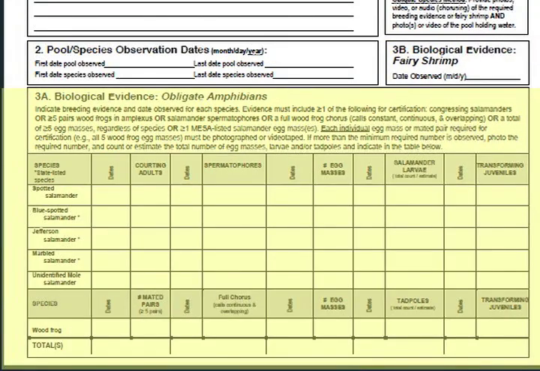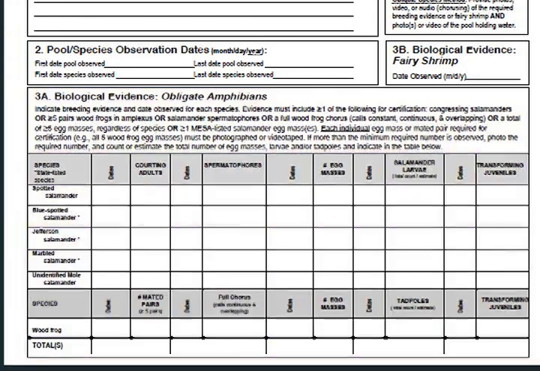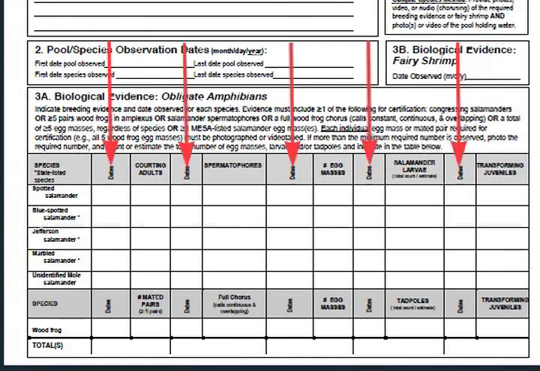Section 3A is where you will report your observations of evidence for breeding populations of obligate species. For the salamander species, you should report the number of courting adults, that is, adults in congress, whether or not spermatophores were present, the number of egg masses, a count or estimate of the number of larvae present, and whether or not you saw transforming juveniles. For each of these, you must also indicate the date or dates of observation.